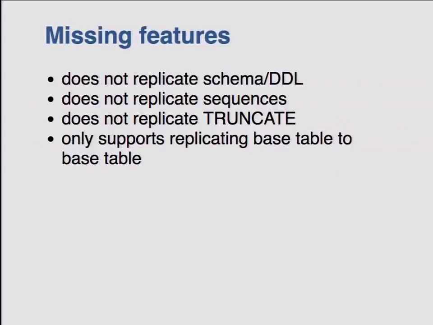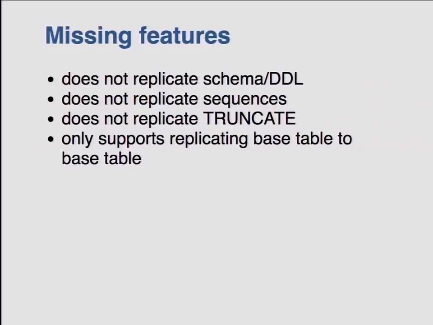So, things that don't exist yet. We already talked about some, like filtering and column mapping, all that stuff could exist. But these are the big ones that we know of right now. Schemas are not replicated. We have the infrastructure for that with event triggers. You just have to write event triggers to package that all up, ship it over, unpack it, and put it there. So that's something someone can work on.